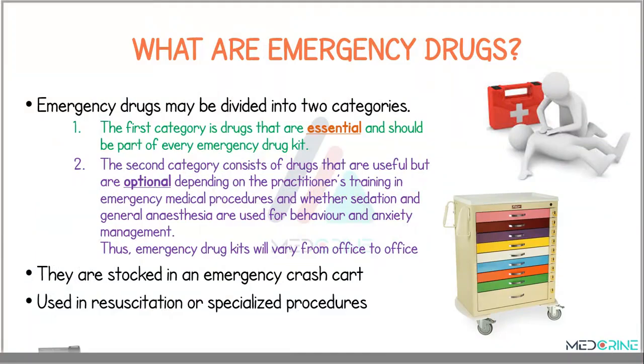The first category is the drugs which are essential and should be part of every emergency drug kit in an institution. And the second category consists of the drugs which are useful but are optional depending on the practitioner's training in emergency medical procedures and whether sedation and general anesthesia are needed for behavior and anxiety management. These emergency drugs are stocked in an emergency crash cart and used in resuscitation or specialist procedures.